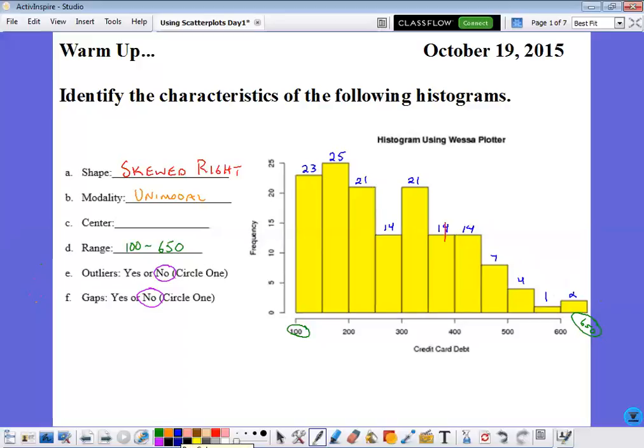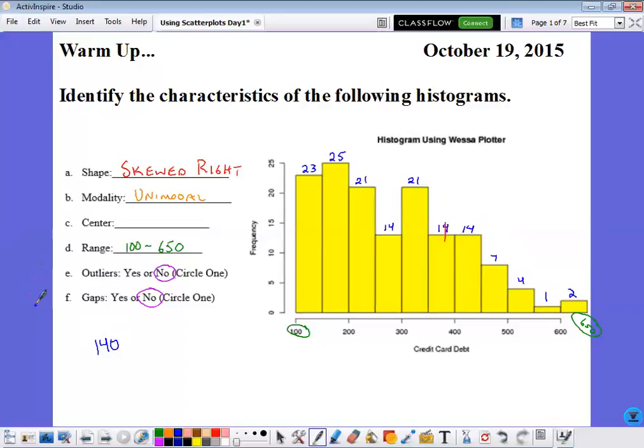In this case, since I already have all of my columns labeled with the estimates that I presume those to be, I'm going to go ahead and add all those together. So in my calculator, if I were to add 23, 25, 21, 14, 21, 14, 14, 7, 4, 1, and 2, we would end up getting 140. So I'm going to write that down right over here.